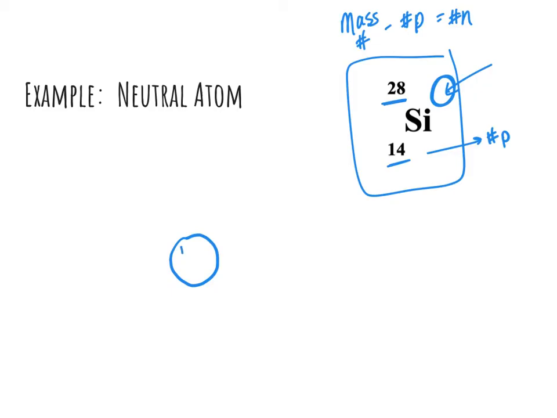And I would have 14 protons. And then if you do the math, 28 minus 14 is 14, so 14 neutrons. All right, so now I just have to place my electrons.